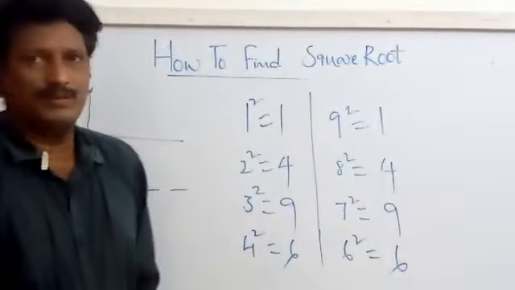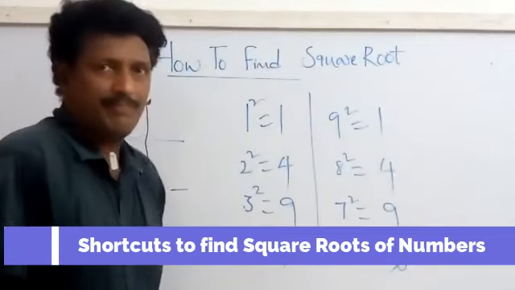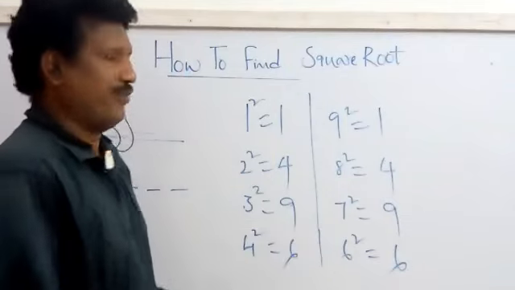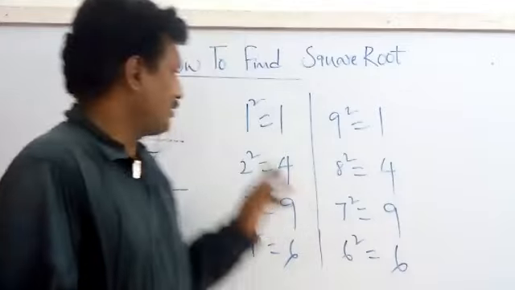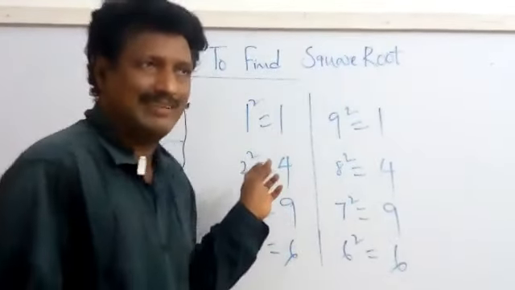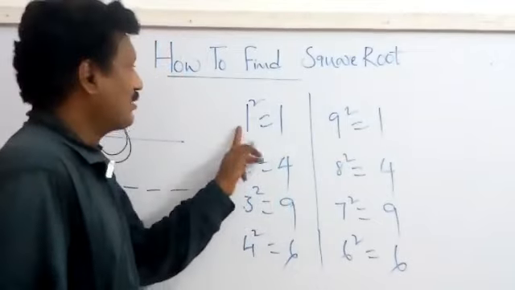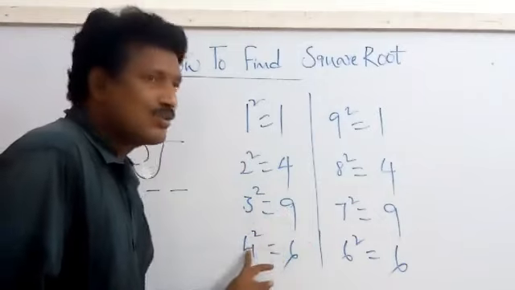Today we are going to discuss how to find square root form. There are digits from 1 to 9. Let us check the squares of the digits from 1 to 9. 1 square is 1, 2 square is 4, 3 square is 9, 4 square is 16.